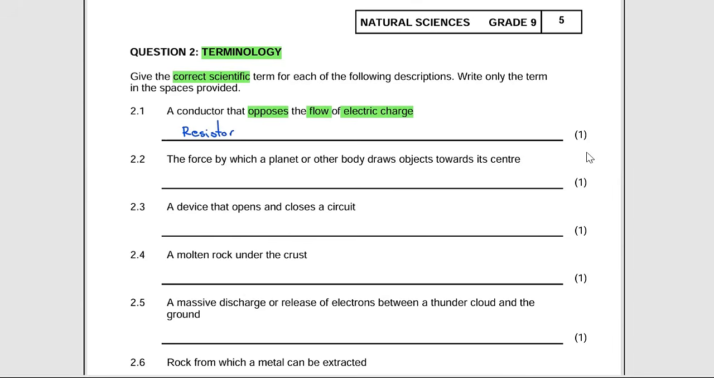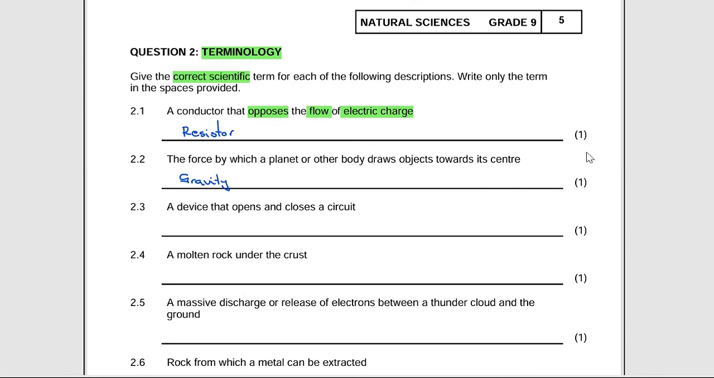Then 2.2 says the force by which a planet or another body draws objects towards its center is called what, right? So we're looking at the center. So remember, each and every object is pulled towards the Earth's center, and then that force there is referred to as the force of what? Gravity. So our answer is going to be gravity or gravitational force.